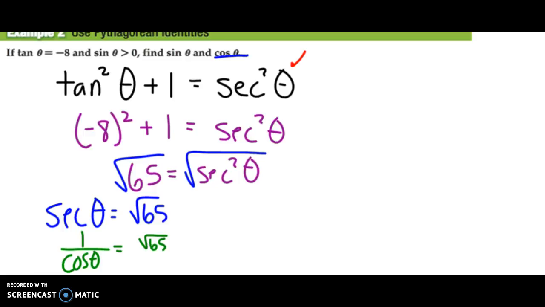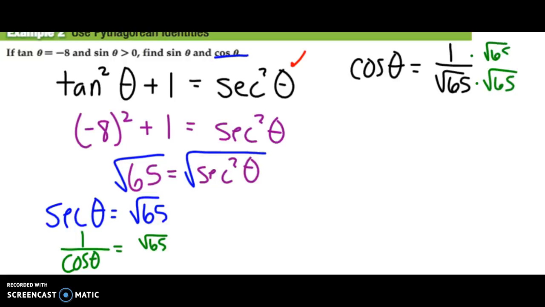So if 1 over cosine of theta is equal to 65 over 1, reciprocals of each other, cosine of theta is going to be equal to 1 over the square root of 65. And you'll remember that we don't like to have square roots in the bottom. So I multiply the top and bottom by the square root of 65. And I find that cosine of theta is equal to the square root of 65 over 65.